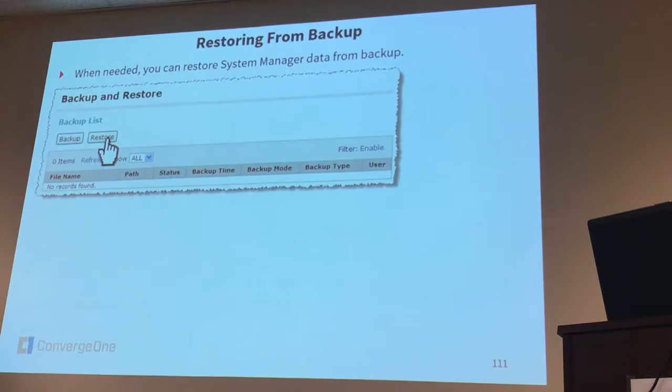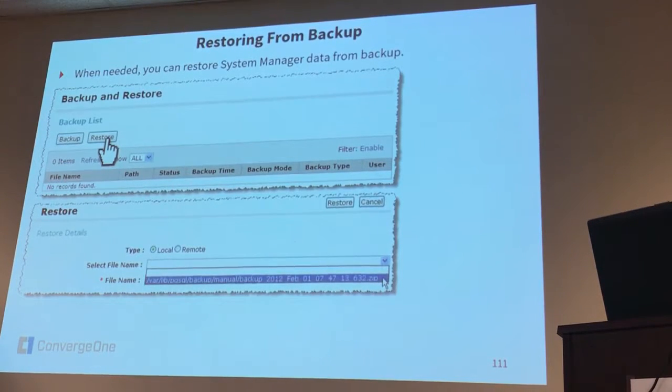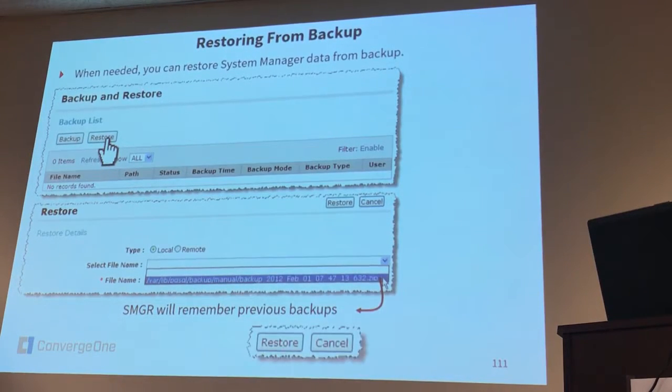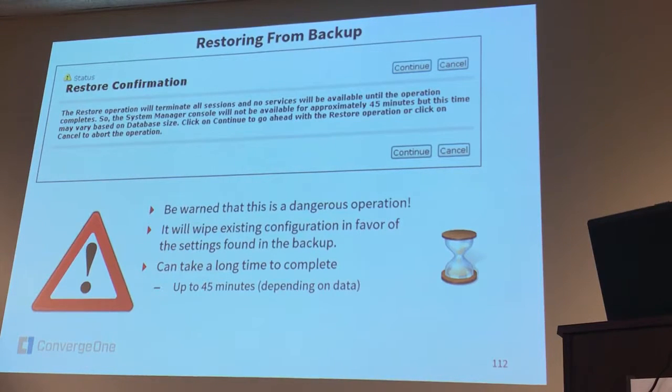If you want to back up remotely, you do need to specify that path. And then restore, it's kind of intuitive. All you need to do is go to restore, and then System Manager remembers previous backups. So from a drop-down menu, you just select your backup from a list, and then you restore. That's it. System Manager will take at least 45 minutes to restore. Okay, so it's 45 minutes where your System Manager is going to be out of service. And remember, no service goes down. I mean, your Session Manager is up, your CM is up, but during that time, you just lose access to your System Manager.